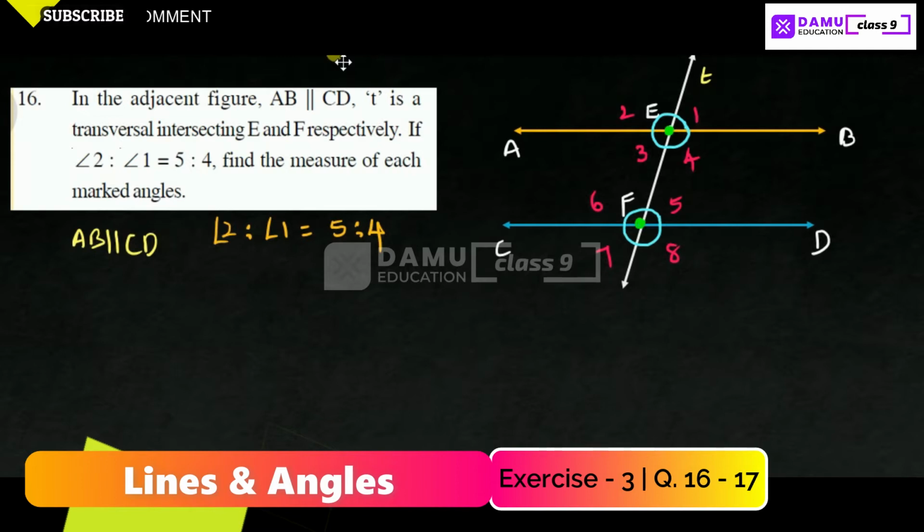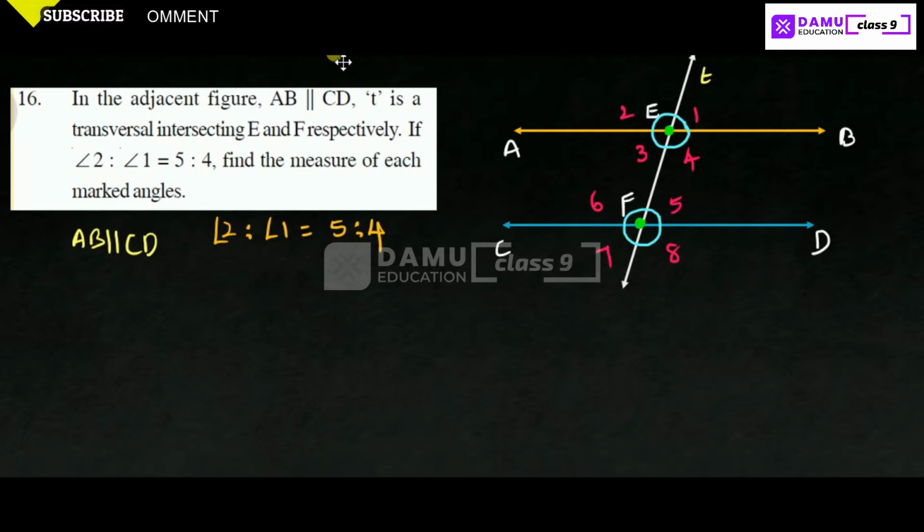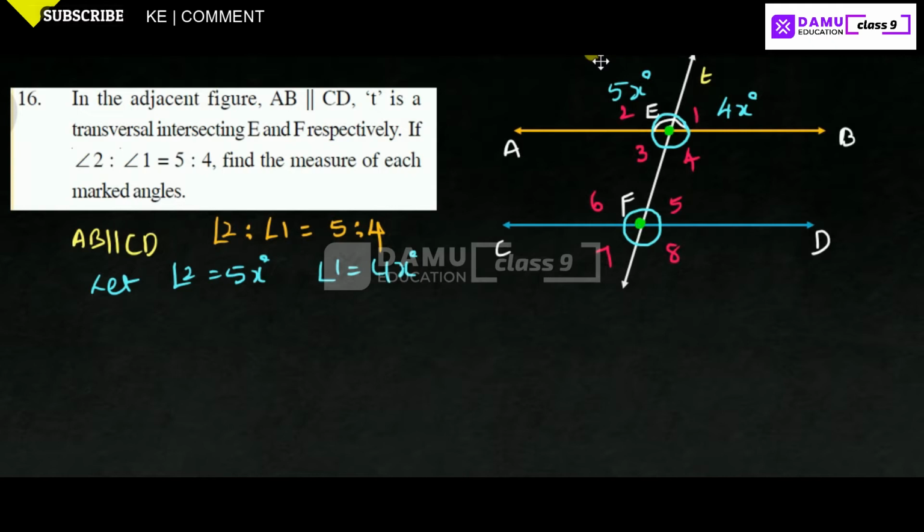So angle 2 and angle 1. Let angle 2 be 5x degrees and angle 1 be 4x degrees, since we are multiplying with some constant. Angle 2 and angle 1 make a linear pair. The sum of these two angles is 180 degrees, that is angle 1 plus angle 2 is equal to 180 degrees, from linear pair angles.